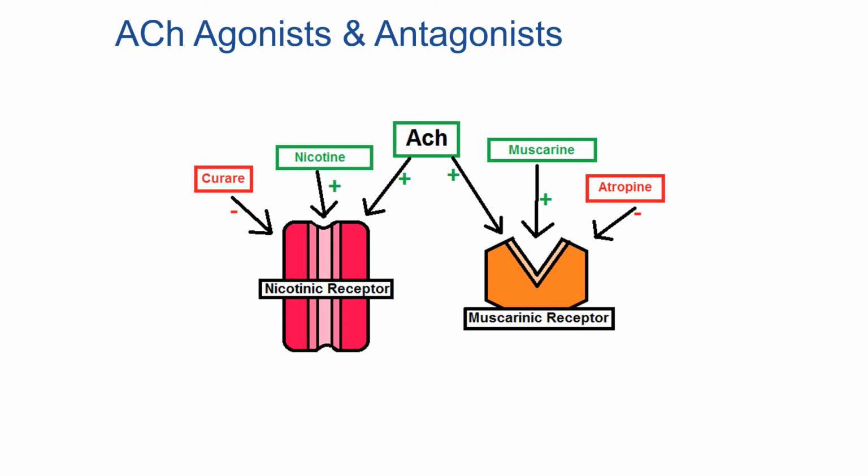So here's a kind of schematic just to put all those together. We've got ACH going to our nicotinic receptors and muscarinic receptors. So it's going to stimulate both of those. So does nicotine for the nicotinic receptors and muscarine for the muscarinic receptors. And then we've got our antagonists, curare for nicotinic receptors and atropine for muscarinic receptors.